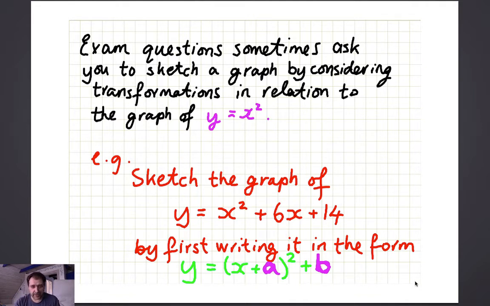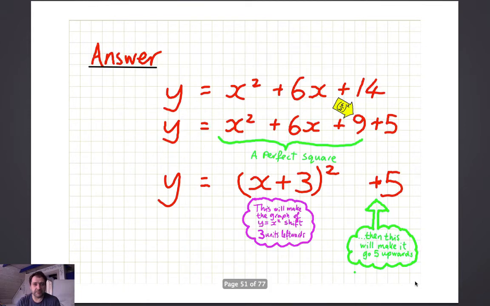That looks complicated. It's a bit like completing the square that you did in the quadratic equations unit previously. So it's kind of taking bits away in order to make perfect squares. But let's have a look at it. So start off with x squared plus 6x plus 14.